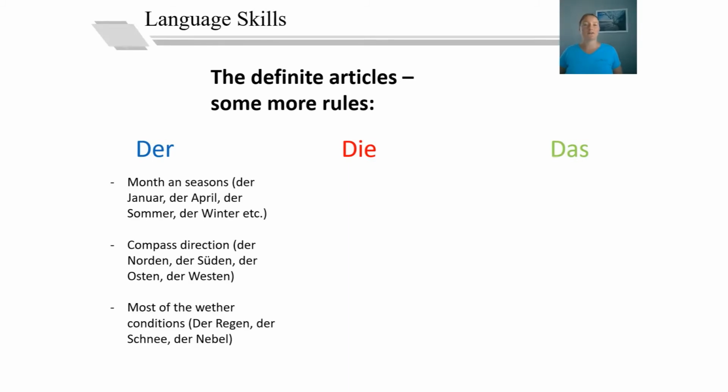Der, the masculine definite article in the nominative case, is for months or seasons. For example, der Januar, der April, der Sommer, der Winter, and so on. Also the directions of a compass: Norden, Osten, Süden, Westen. North, East, South, West. All with der. And most of the weather conditions: der Regen, the rain; der Schnee, the snow; der Nebel, the fog.